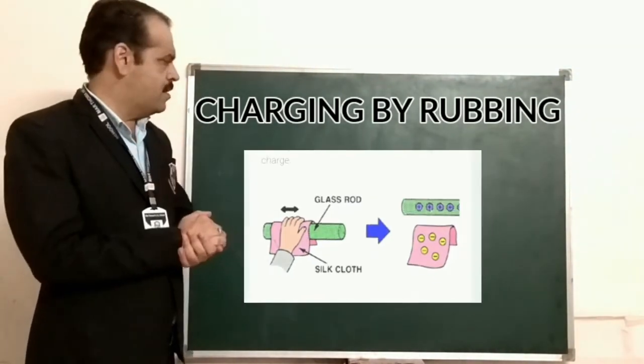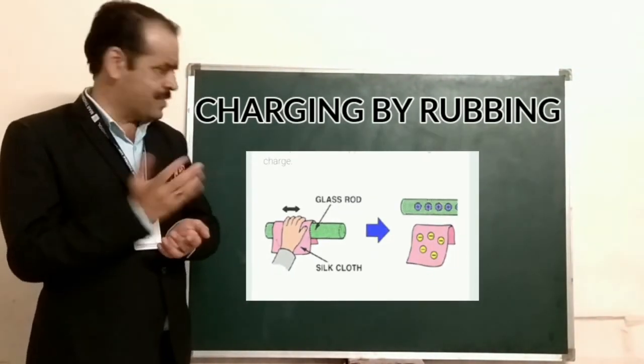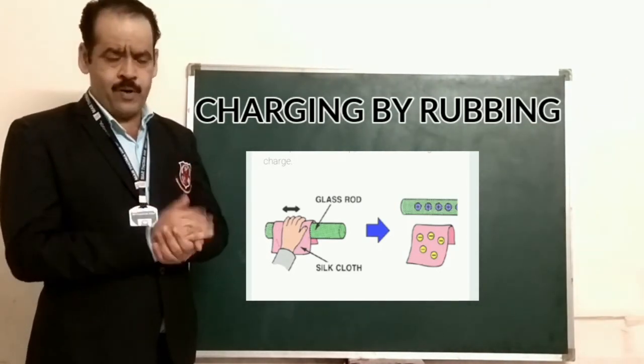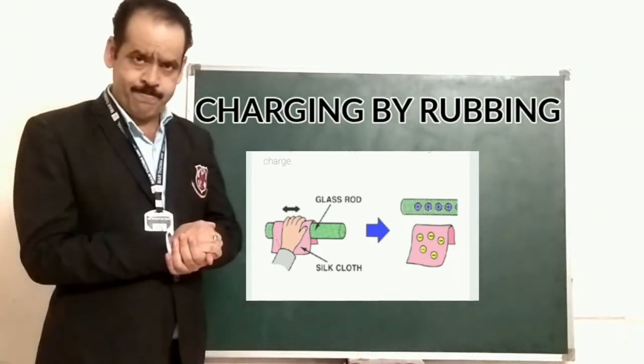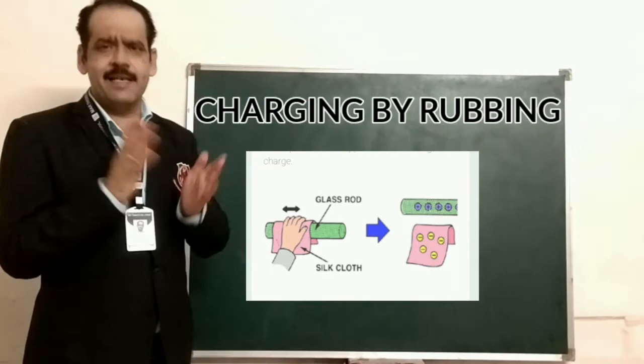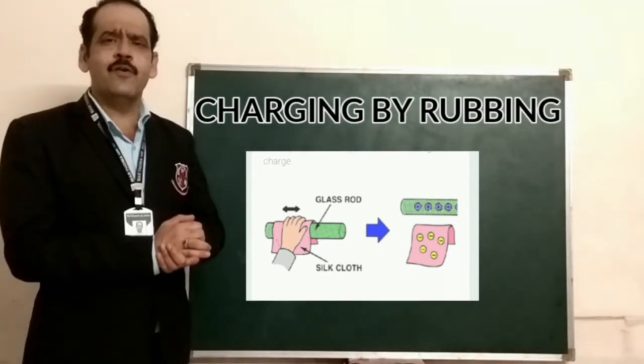For example, when a glass rod is rubbed with a silk cloth, the glass rod loses some electrons and becomes positively charged, and the silk cloth becomes negatively charged. That is the example of charging by rubbing, or friction electricity.